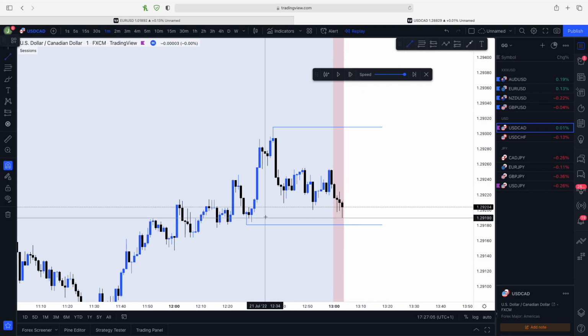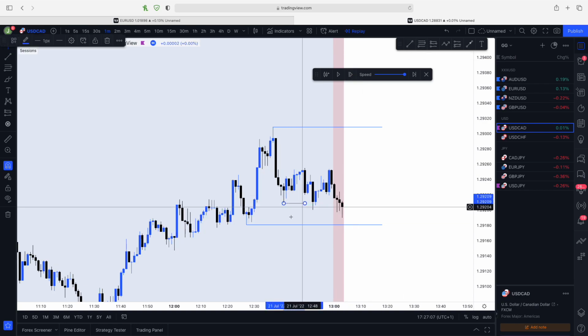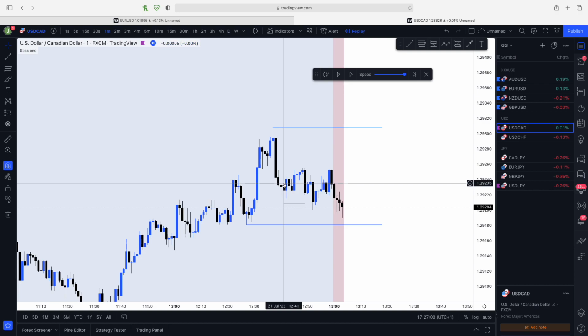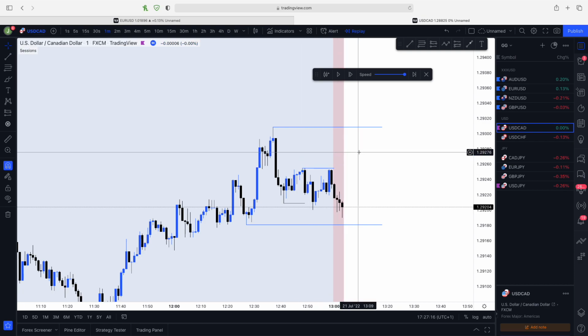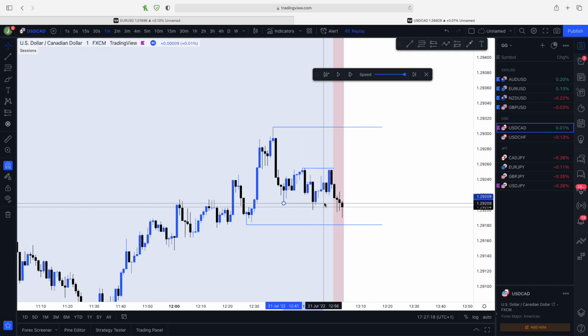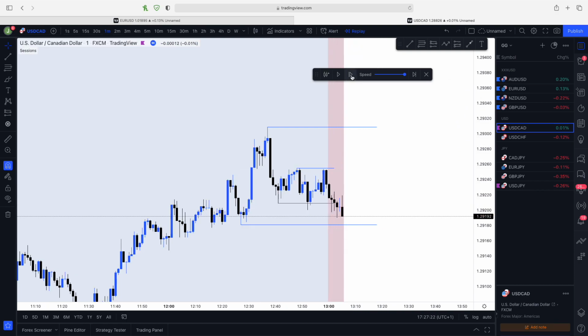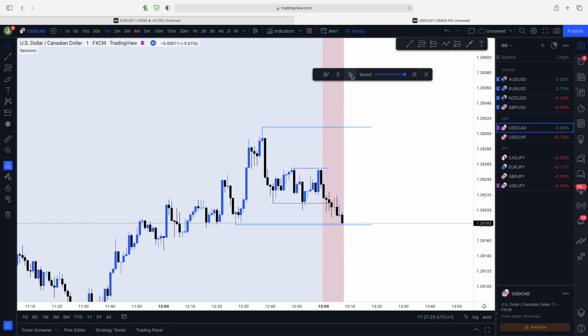Now let me mark out minor, sorry. So we create this minor low here. How do we know that's a low? Because we then break above this candle here. And then we create our minor high at this point. So again, it's outside the session, so I wouldn't use that. But we can mark it out just to follow it. Continue playing. So nothing of interest yet.